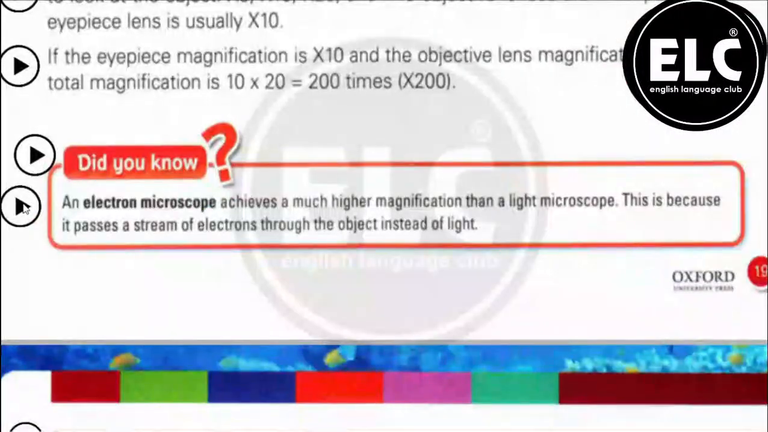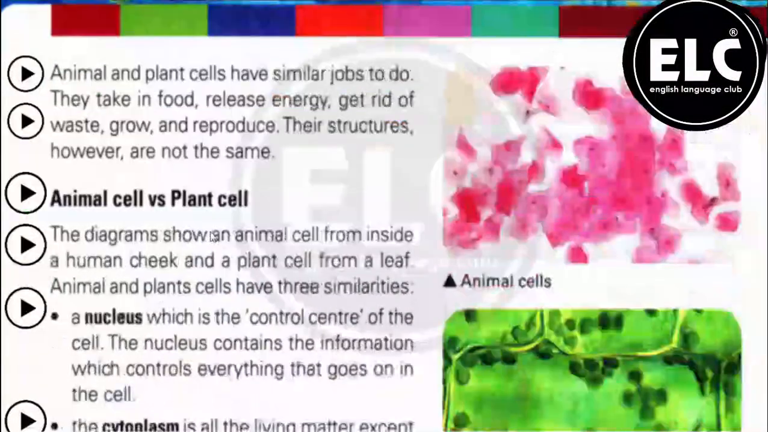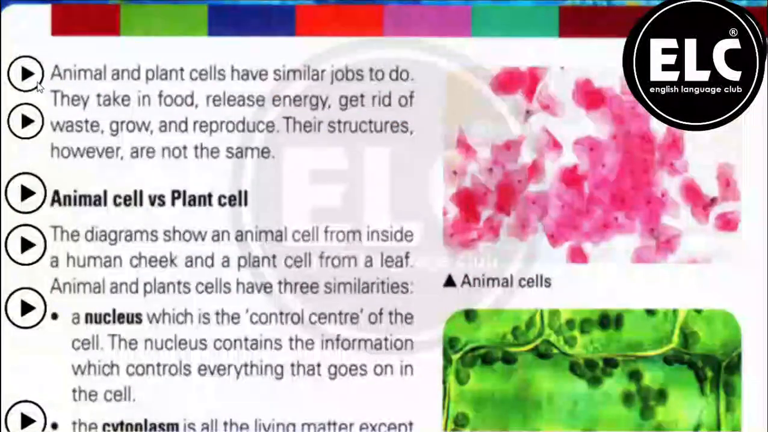Did you know, an electron microscope achieves a much higher magnification than a light microscope? This is because it passes a stream of electrons through the object instead of light. Animal and plant cells have similar jobs to do. They take in food, release energy, get rid of waste, grow, and reproduce. Their structures, however, are not the same.